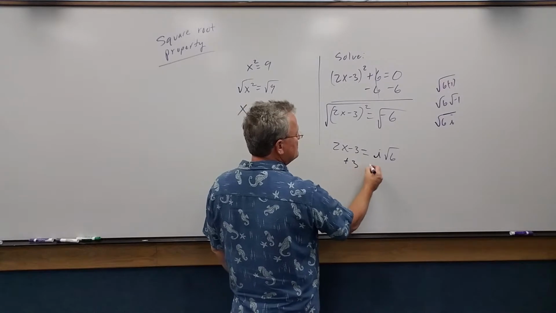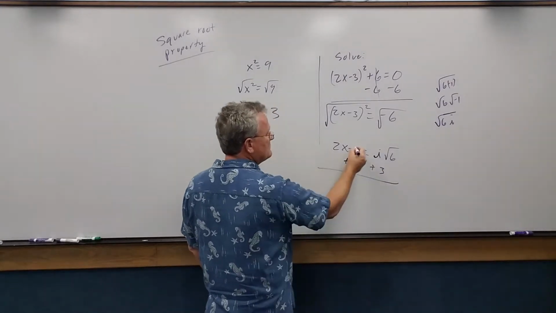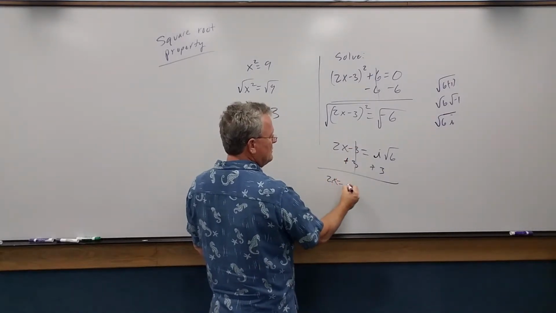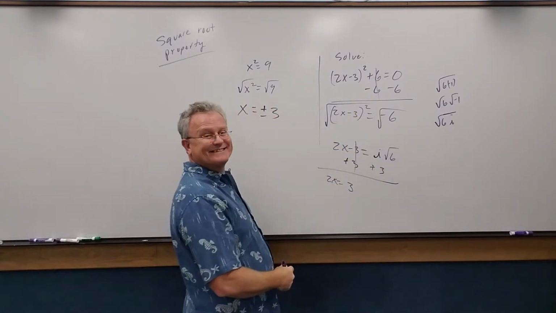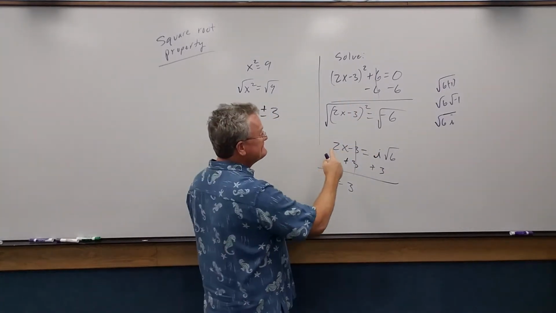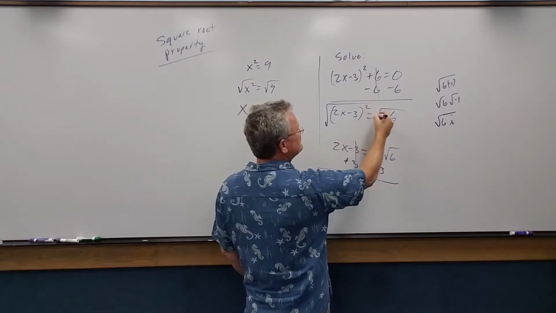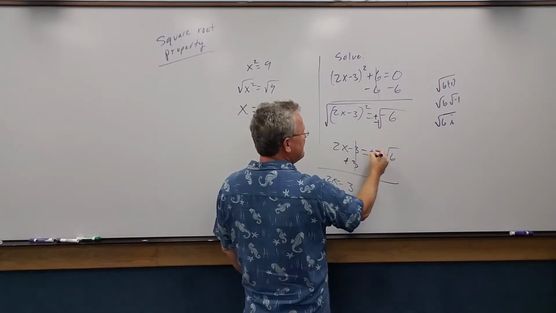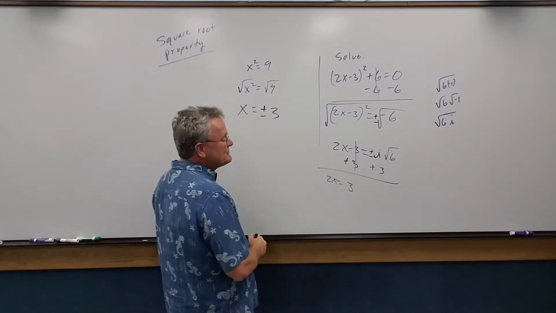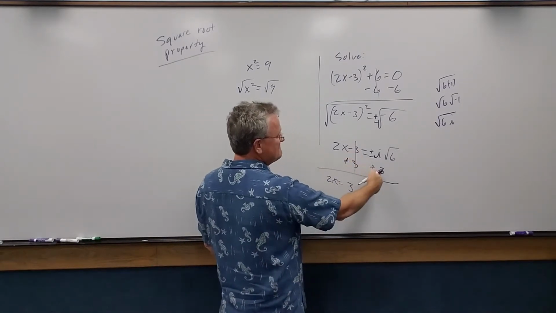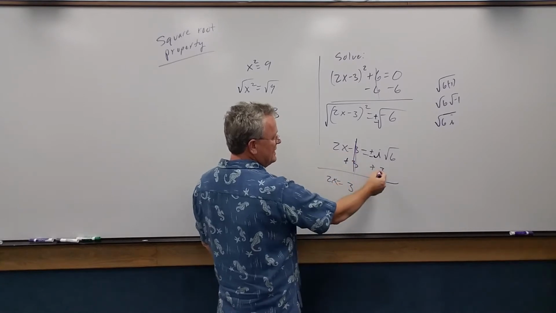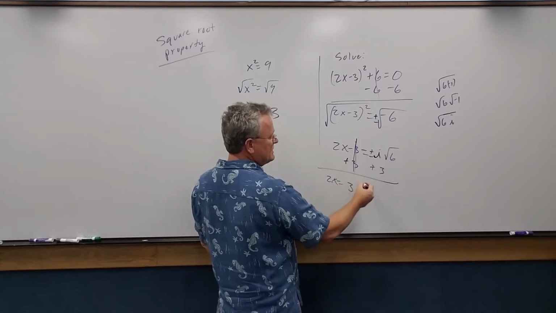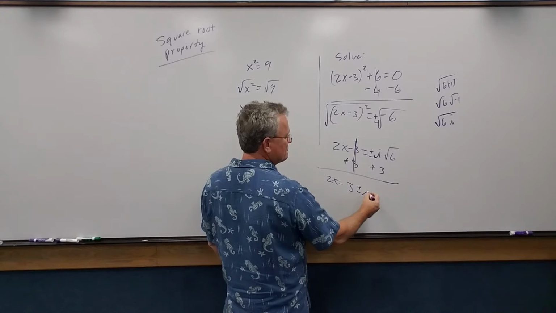We add 3 to both sides. Those add up to 0. We get 3, I forgot my plus and minus. See, don't forget that plus and minus. So when you take the square root of a square, you do get a positive and a negative. So then when we add 3 to both sides, those add up to 0. We get 2x. Here we get 3 plus and minus i root 6.